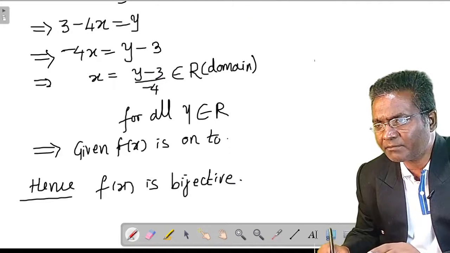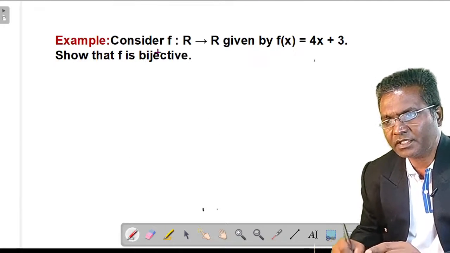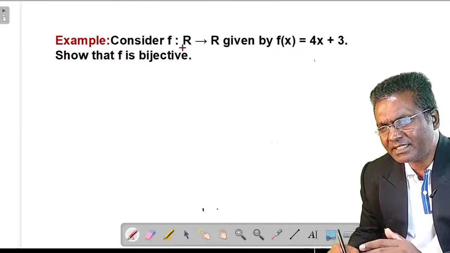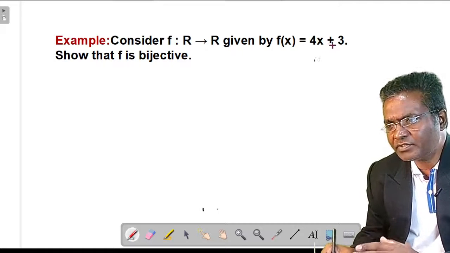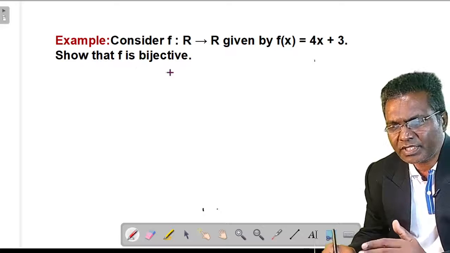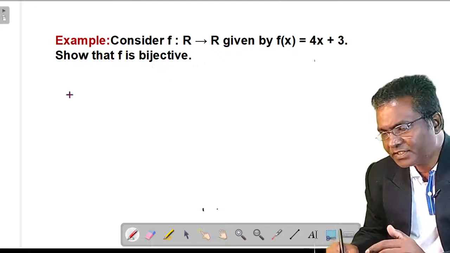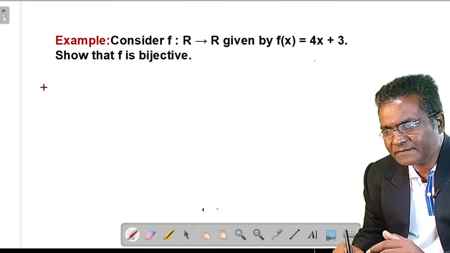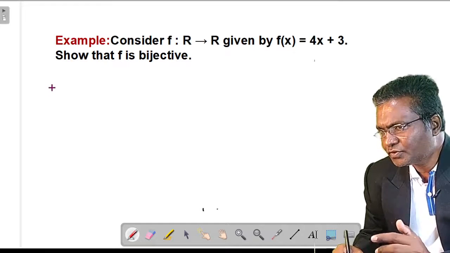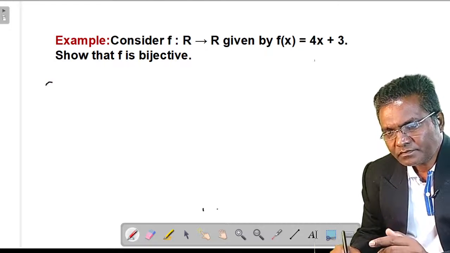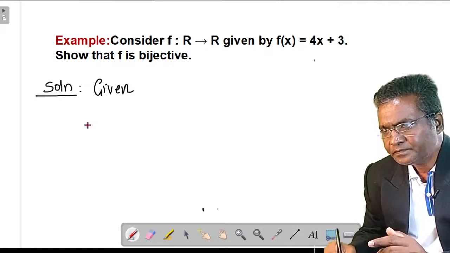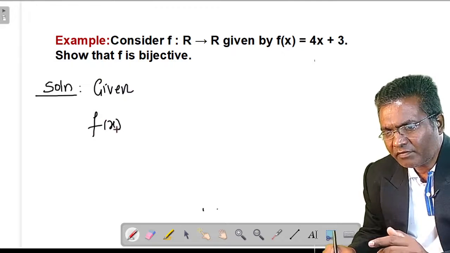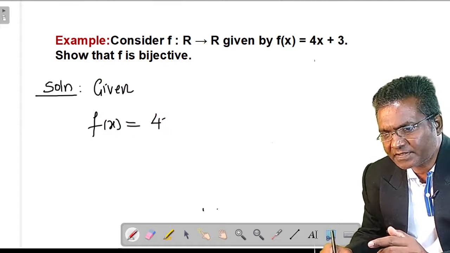Let's have another example. A similar example: consider a function f from R to R given by f of x equal to 4x plus 3. Show that f is bijective. Similar thing you need to do. As usual, given f of x is equal to 4x plus 3.